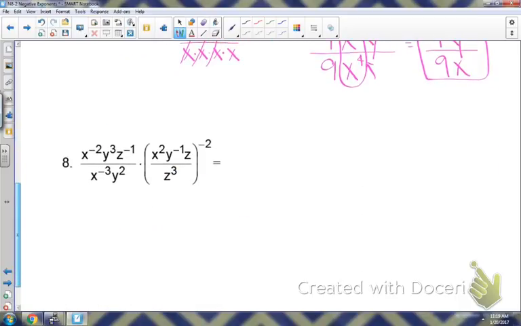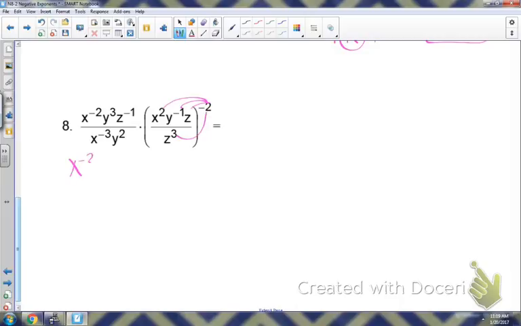Alright, let's look at 8. Notice we're multiplying fractions, but before we can multiply them, we need to get rid of those parentheses. So I'm going to distribute that to all of those variables there. I'm going to rewrite this first fraction. And then I'm going to distribute those. When I distribute those, an exponent to another exponent, we multiply them. That would be x to the -4th, y squared, and z to the -2 over z to the -6.